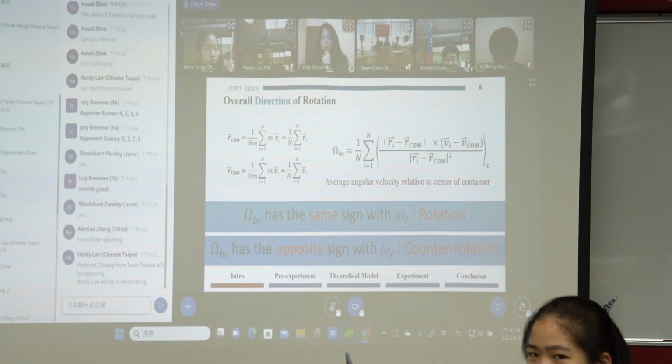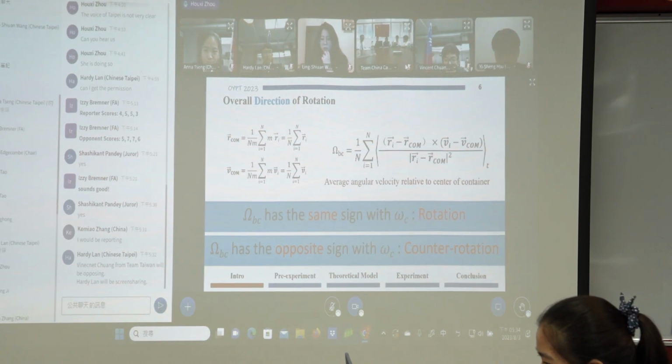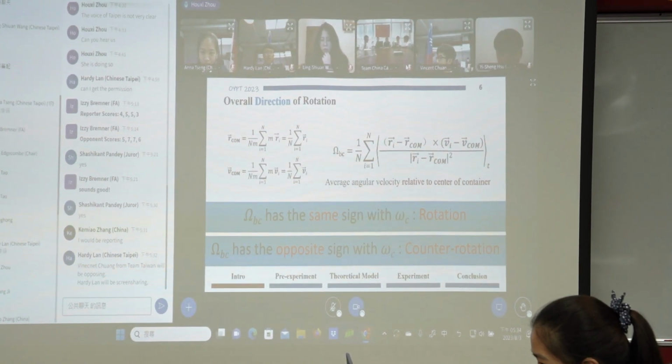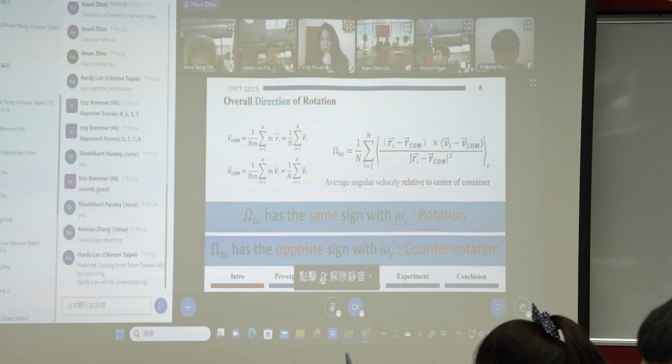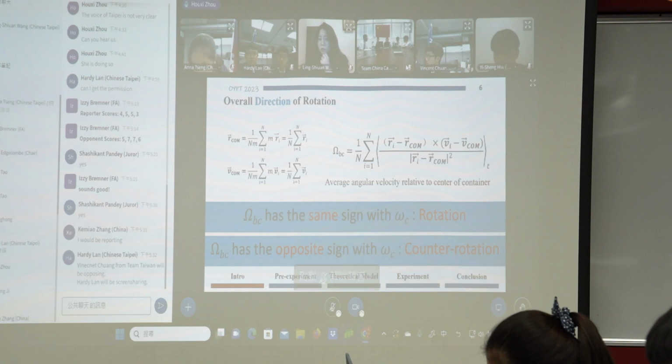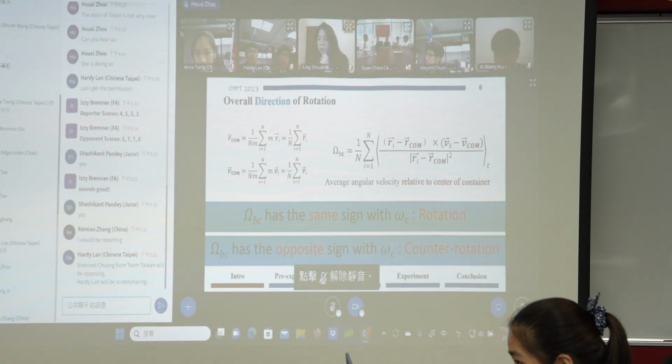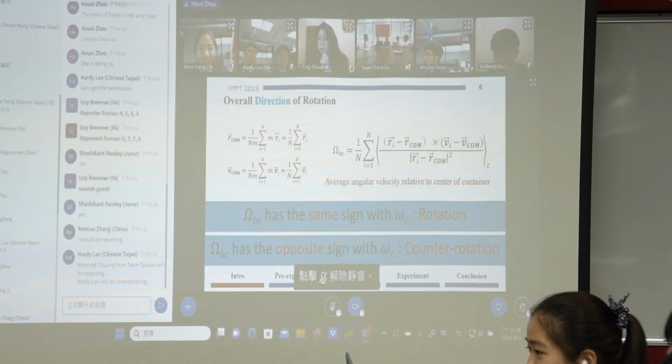Well, here is an explanation about what we call the direction of rotation. Here we define omega BC, which denotes the average angular velocity of balls relative to the center of the container over a long enough period of time. The direction is defined by whether the sign of omega BC is the same as the angular velocity of the container.